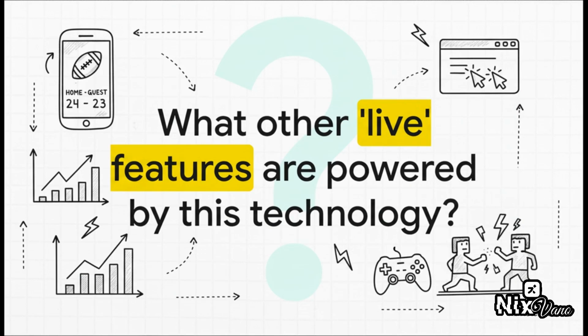Think about live sports scores updating on your phone in real time or stock tickers changing by the millisecond. Even collaborative tools like Google Docs where you can literally see other people typing at the same time. Massive online games, they're built on this same foundation. It's the invisible engine powering the instant, live internet we've all come to expect.